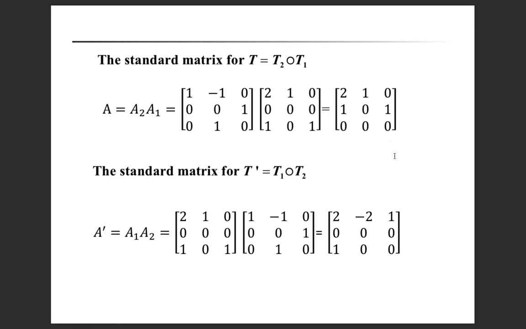So we have calculated the standard matrix for T2 of T1, which is 2 1 0, 1 0 1, 0 0 0, and the standard matrix of T1 of T2, which is 2 minus 2 minus 1, 0 0 0, 1 0 0. One may notice that these two are not equal. Hence T2 of T1 is not equal to T1 of T2.